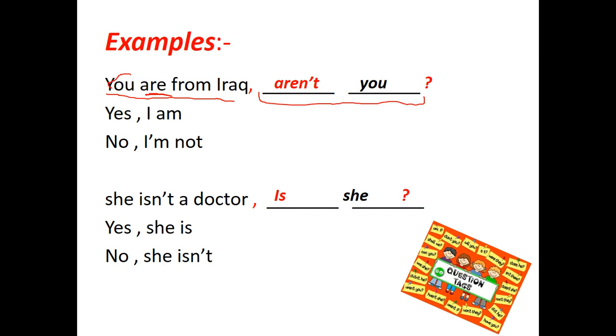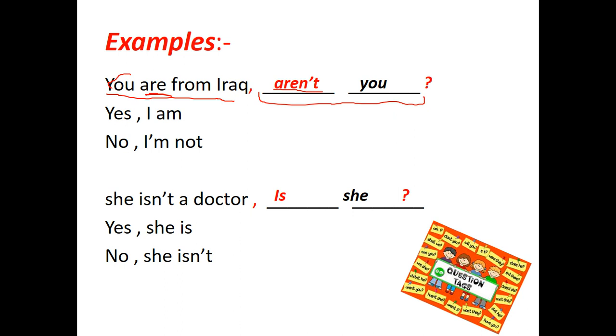The sentence is positive. That's why we are going to change it to negative. Okay, you see? You are from Iraq, aren't you? We don't need to change the subject, but we have to change the verb to be, or if you have, you have to change it. If it is positive, you have to make it negative. If it is negative, you have to make it positive. You have to change it.